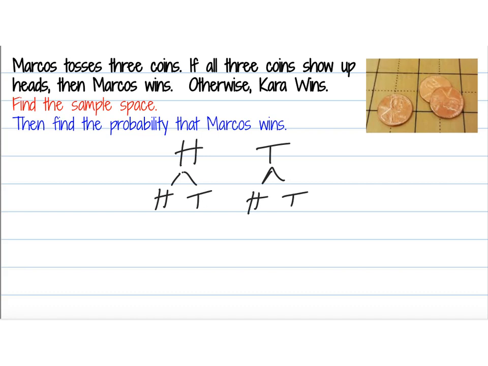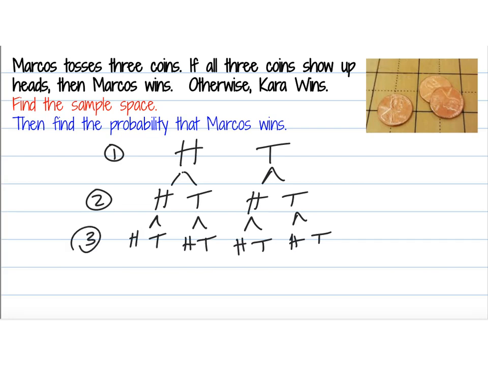If he got heads the first time, heads the second time, he flips the third time, he could get heads or tails. Flips heads the first time, tails the second time, the third time, he could get heads or tails. If he flipped tails the first time, heads the second time, then he could get heads or tails on the third flip. Tails the first time, tails the second time, and then he could get heads or tails on the third. Okay, so this was the first flip, the second coin flip, and the third coin flip.